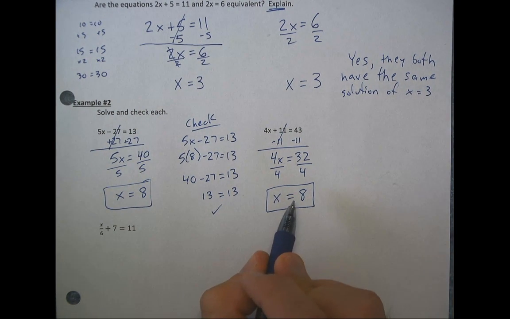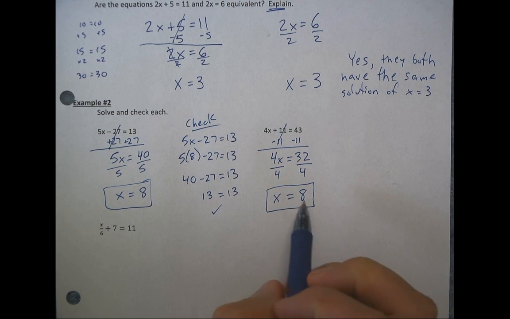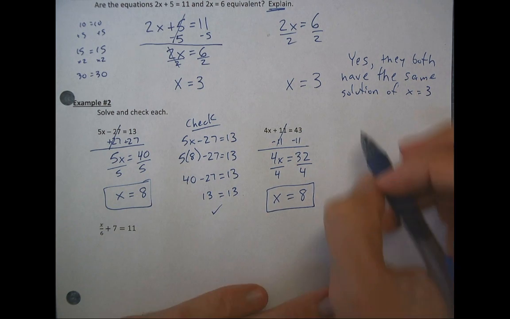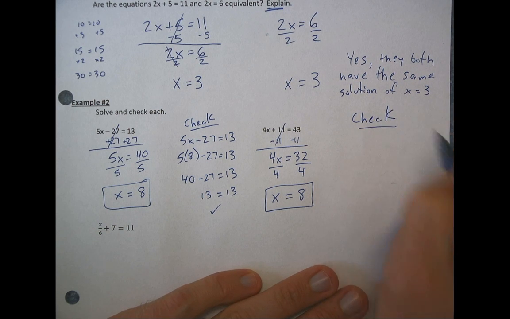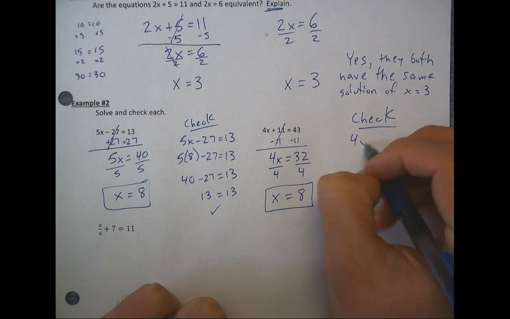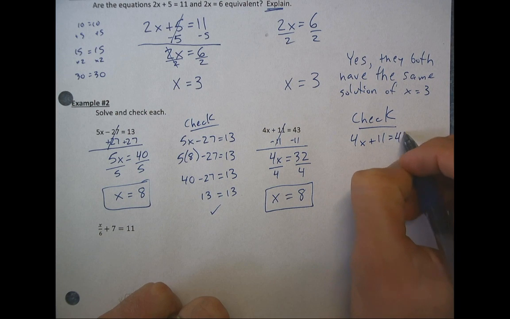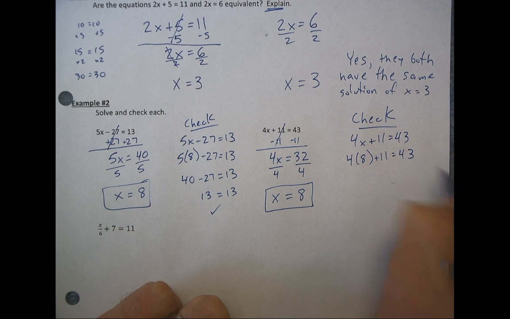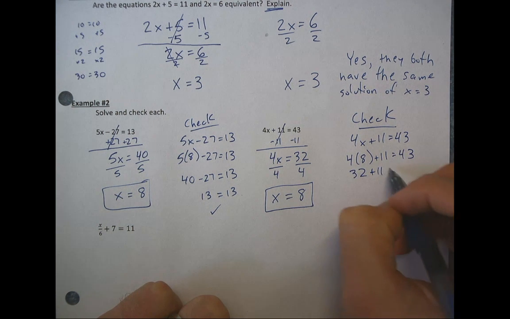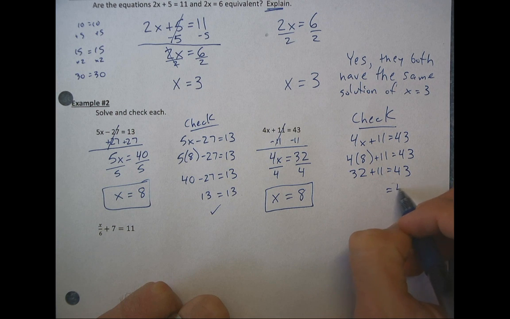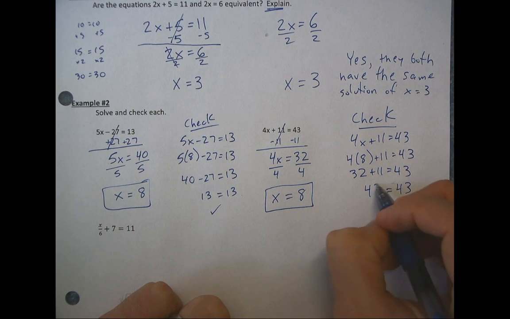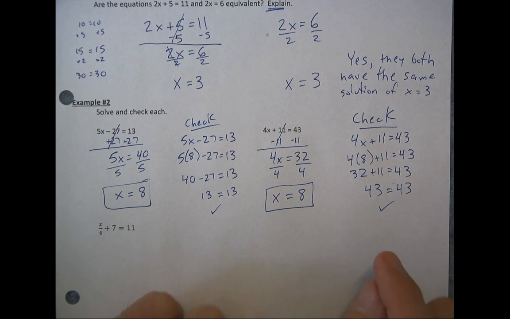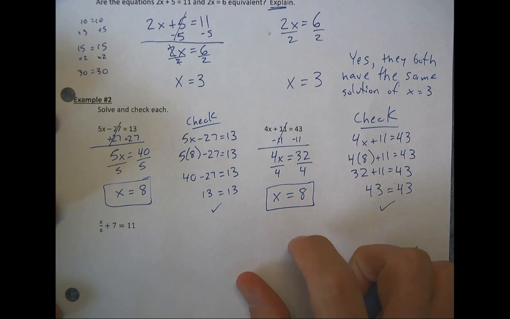So if this for sure is x equals 8, and we'll check it to make sure, then these would be equivalent equations because they have the same solution for x. So let's check it and see if that's true. Our original, 4x plus 11 equals 43. Plug in our answer of 8 and simplify both sides. Right side is simplified, so we leave it 43 the whole time. Both sides come out to 43. My check is good, which means my answer of x equals 8 is good. So therefore, these are equivalent equations.